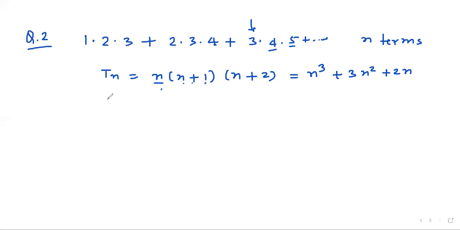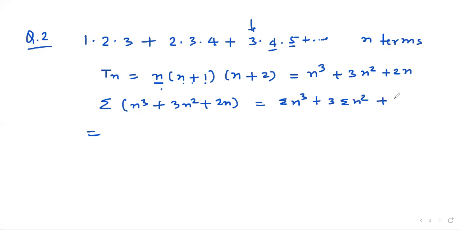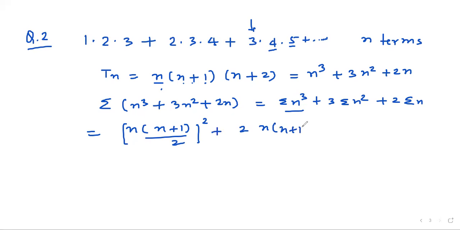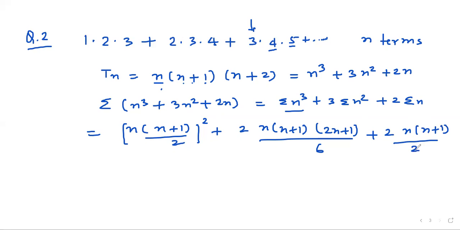Now we have to find out the sum, sigma n cube plus 3n square plus 2n. So we can further write it as sigma n cube plus 3 sigma n square plus twice sigma n. Now we apply the formula. Sigma n cube, we know, is n into n plus 1 divided by 2 whole square, plus 3 times sigma n square, which is given by n into n plus 1 into 2n plus 1 divided by 6, plus twice sigma n, which is given by n into n plus 1 divided by 2.